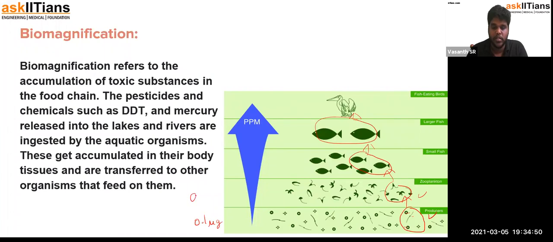Now, if you see, the phytoplanktons have taken up some of the chemical component, which is 0.1 microgram. Now, when it goes from here to here, there are 1, 2, 3, 4, which makes it 0.4 microgram in one organism. Okay, this is one organism. And this fish is taking 1, 2, 3, 4, 5. So 5 fours are 20, right?